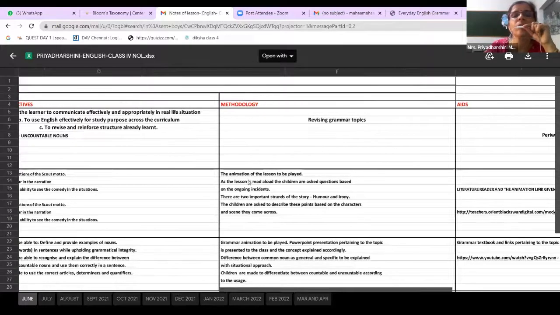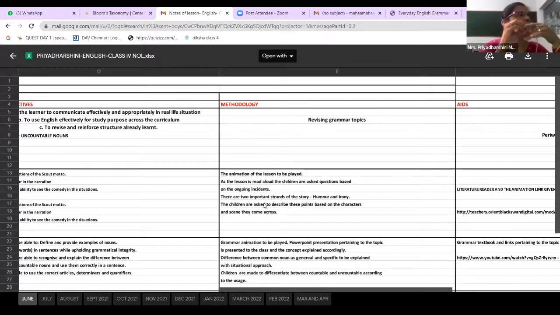So methodology: the animation of the lesson is to be played if you are using a smart class. Then as the lesson is read aloud, the children are asked questions based on the ongoing incidents. As I told you, part by part, you can read the lesson, explain the new words, teach them, and then you can pose them questions. There are two important strands of the story, humor and irony.